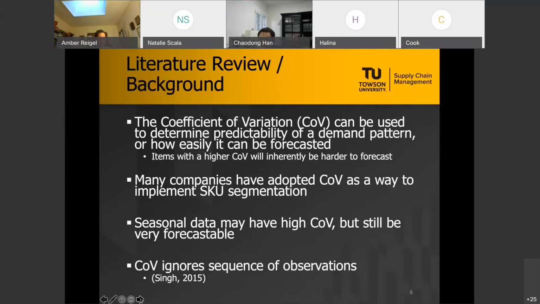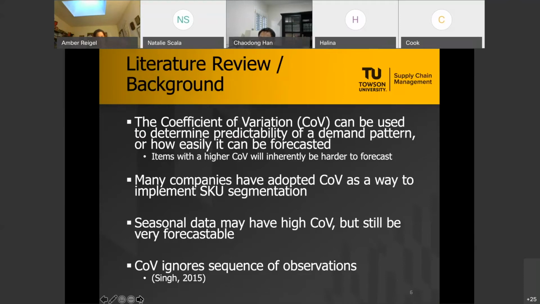All right, so in my literature review and background, I found that the coefficient of variation can be used to determine the predictability of a demand pattern, or how easily it can be forecasted. So the higher the coefficient of variation, the harder it is going to be to forecast, basically meaning the more volatility and the more variation in the volume that I'm seeing in the demand, the harder it is to predict. So just as an example, if I have a SKU that generally we see 300 pieces a month and all of a sudden we have 50,000 pieces and then 10,000 the next month, it's inherently harder for me to have predicted that. So many companies have adopted COV as a way to implement SKU segmentation, similar to what I'm doing for this project.